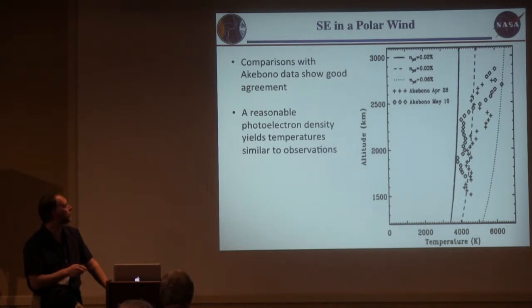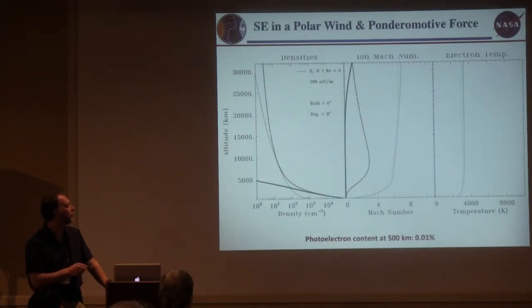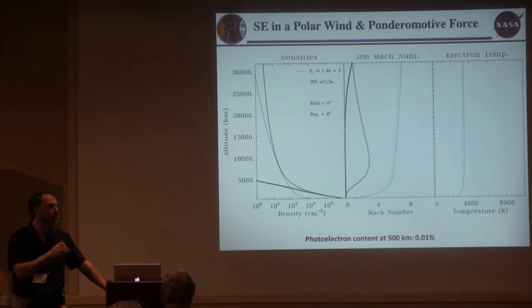This is a quick comparison against Akebono temperatures, showing that for reasonable numbers of the photoelectron density at the start of this field line, you can get electron temperatures that match decently well. And now I'm going to show you two pictures. I'm going to flip back and forth between these. What are we looking at? Again, ion density of O+ and H+ as two different style curves on here, the Mach number as these particles are flowing out. Again, bold is O+, light line is H+, and then electron temperature over here.